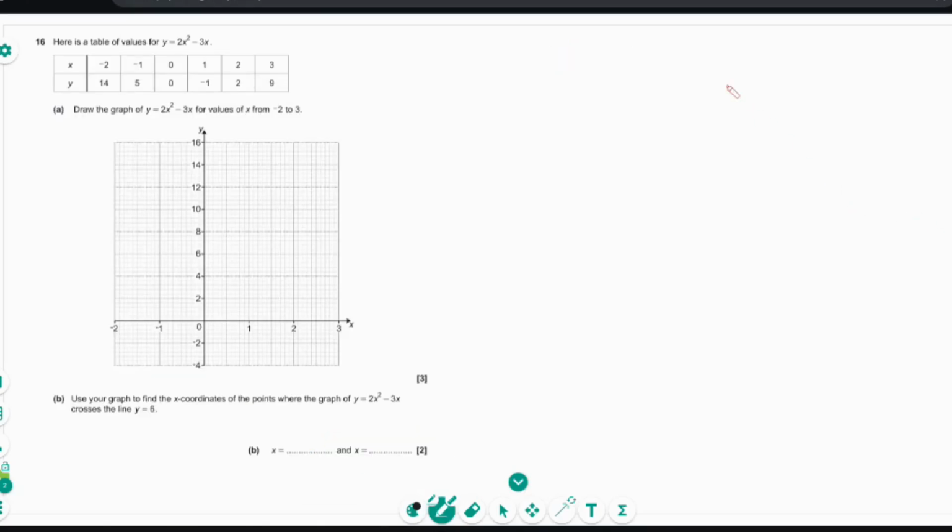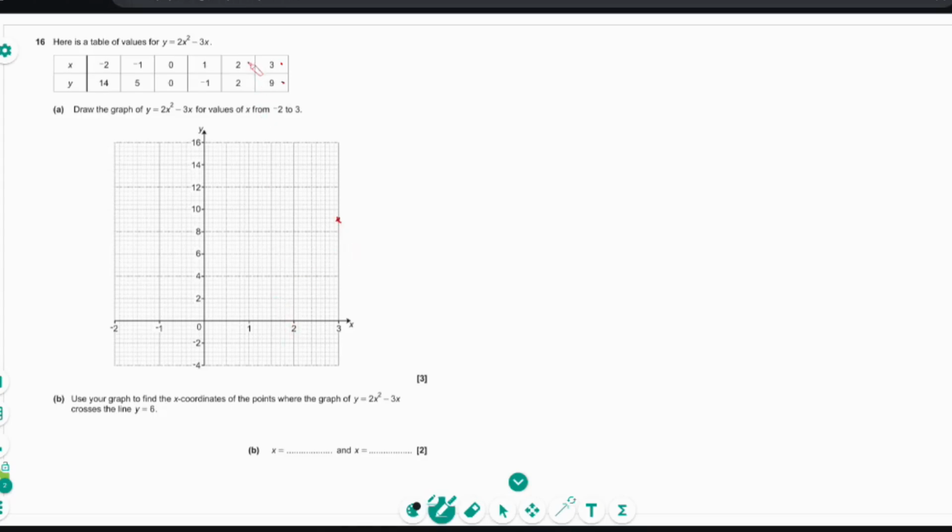Here is a table of values for y equals 2x squared minus 3x. Our x values and we're given our y values. Draw the graph of y equals 2x squared minus 3x. Here x is 3, y is 9. So 3, now 9 must be exactly between 8 and 10, so it's here.